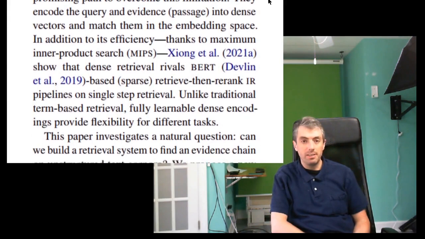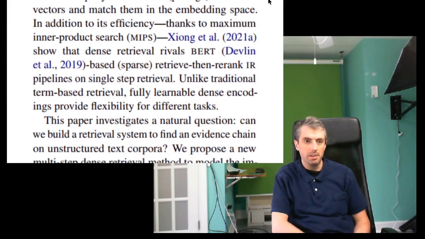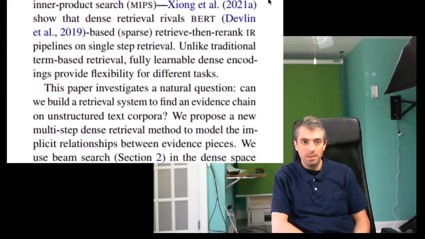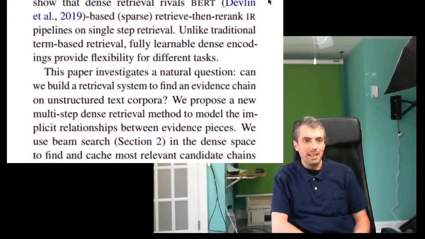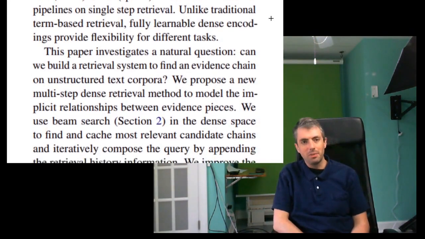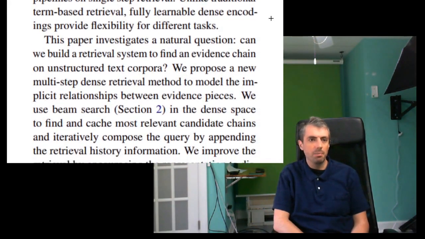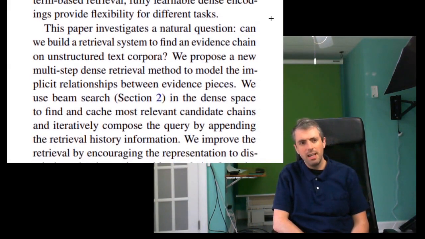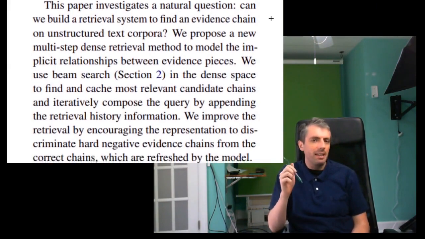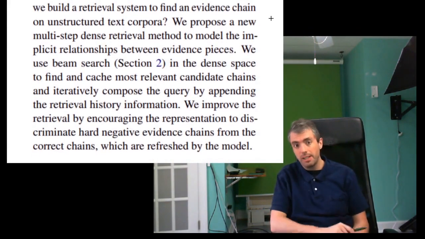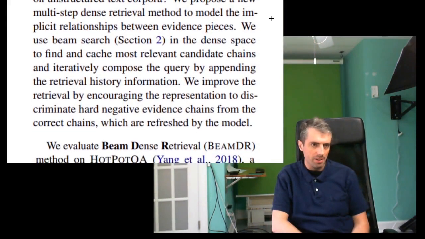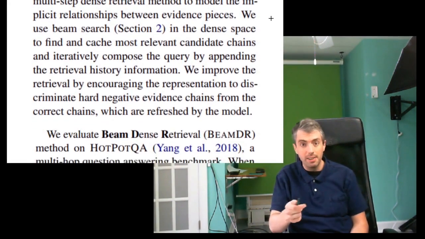In addition to its efficiency, thanks to maximum inner product search, Xiong et al. showed that dense retrieval rivals BERT-based retrieve and re-rank IR pipelines on single-step retrieval. Unlike traditional term-based retrieval, fully learnable dense encodings provide flexibility for different tasks. This paper investigates a natural question: can we build a retrieval system to find an evidence chain on unstructured text corpora? We propose a new multi-step dense retrieval method to model the implicit relationships between evidence pieces.